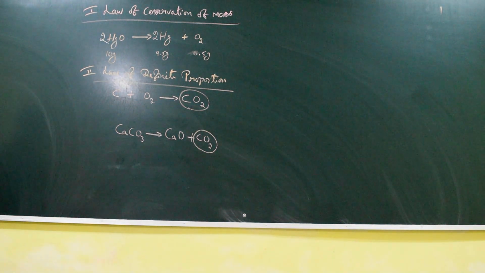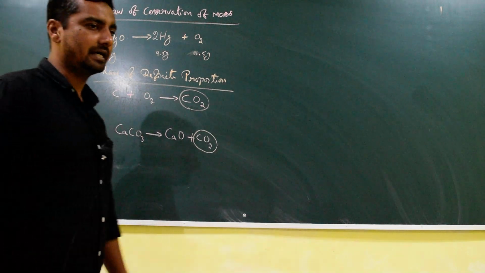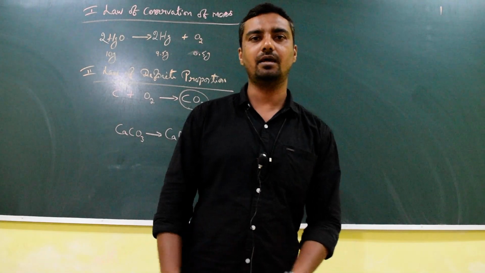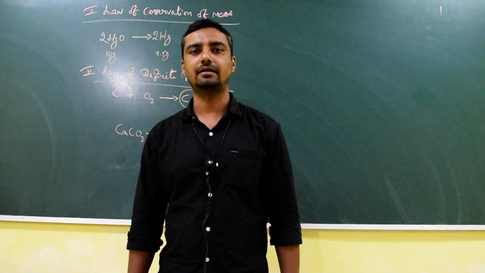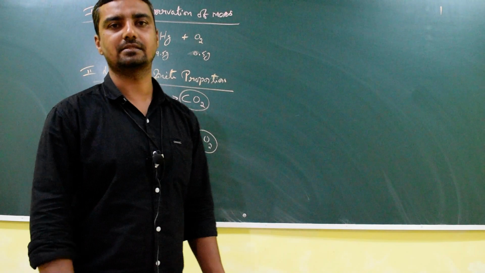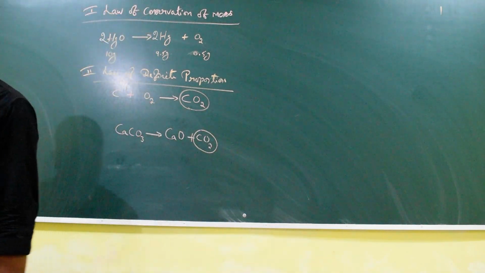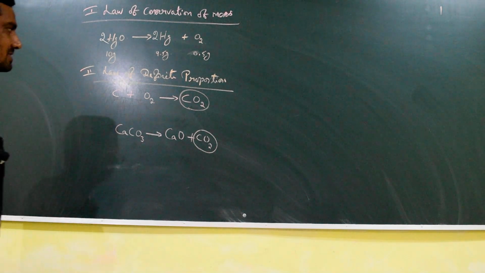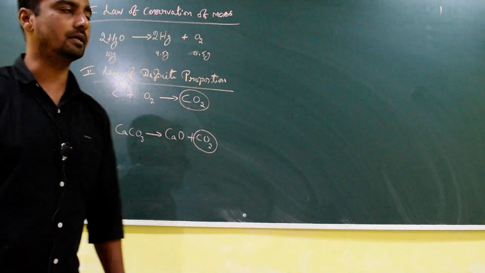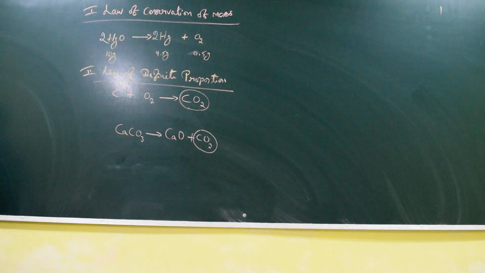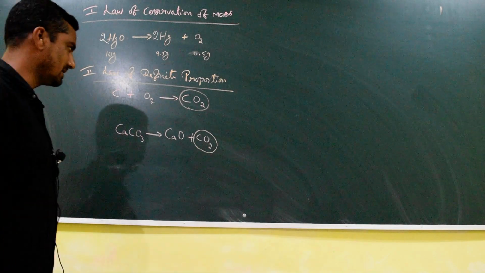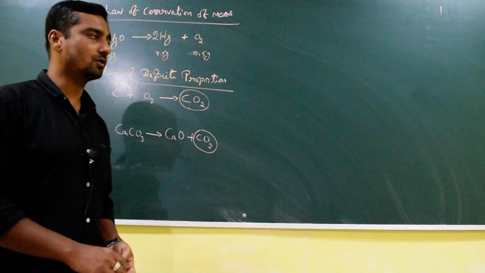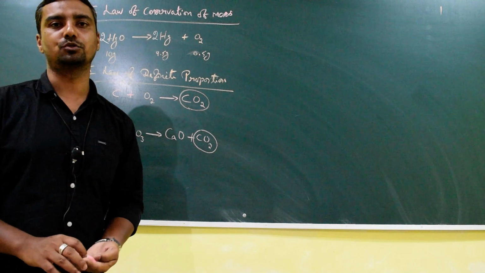So the law of definite proportions is nothing but this: a chemical compound always contains the same elements combined in the same proportions by mass, right? That is called the law of definite proportions. A chemical compound always contains the same elements combined in the same proportion by mass. That is called the law of definite proportions.